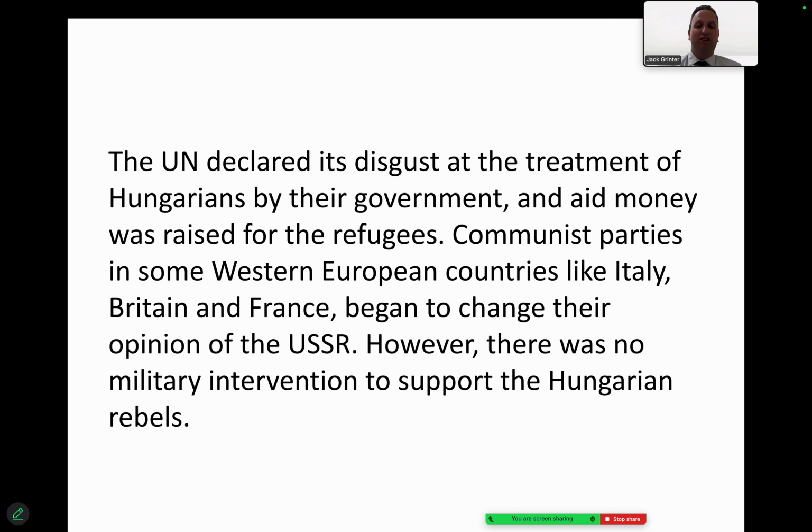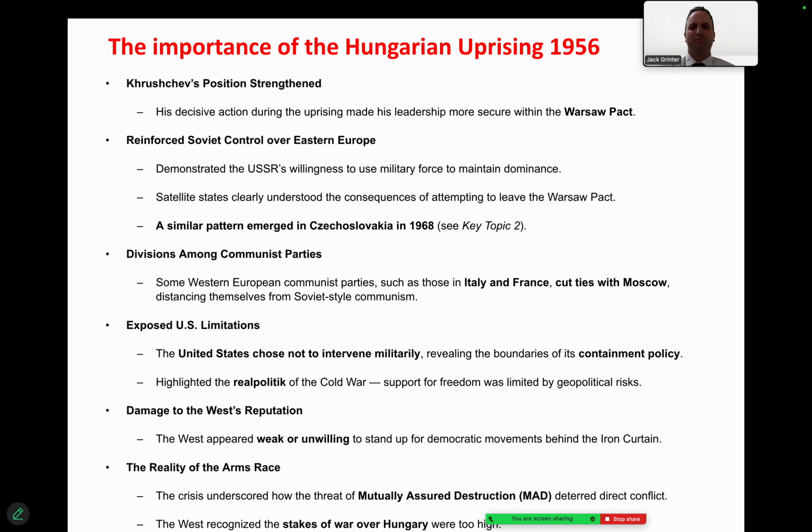And the United Nations declared disgust at how the Hungarian government were treating their people. Aid money was raised. Communist parties in some Western countries, Italy, Britain, France, began to change their opinion of the Soviet Union. Okay? And this is our last thing for this Key Topic 1: why is the Hungarian Uprising important?